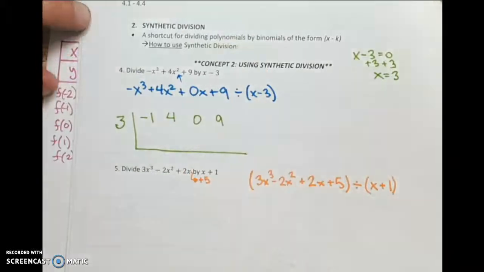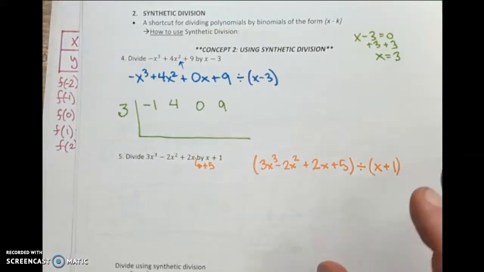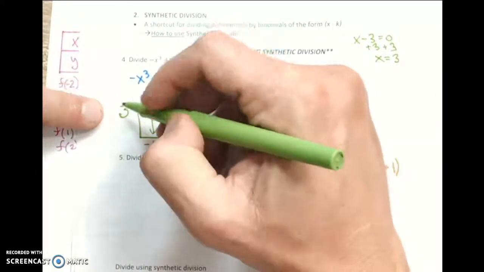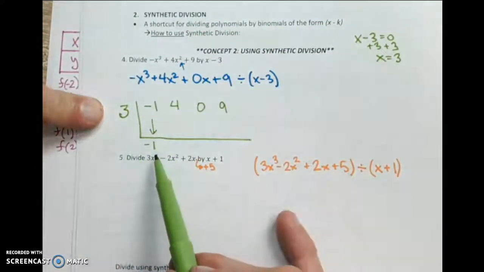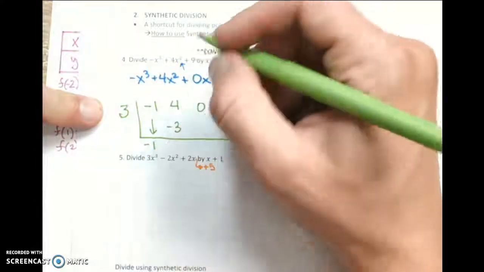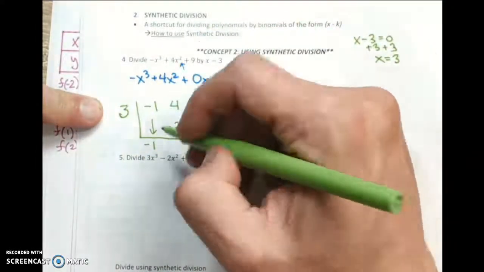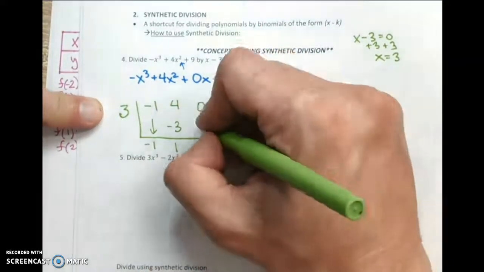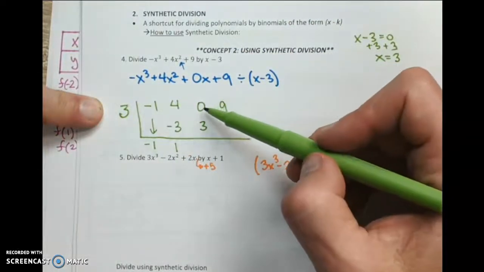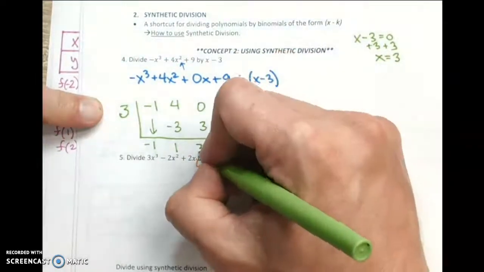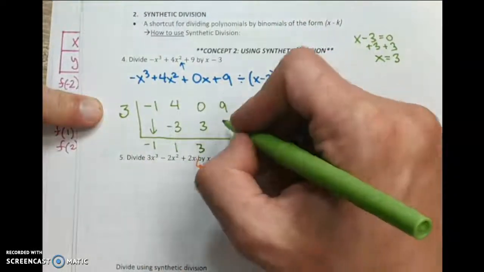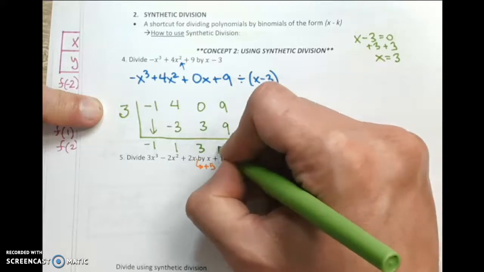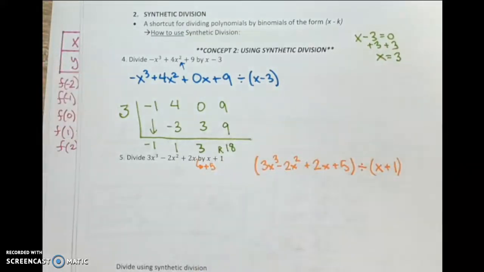So, what you're going to do when you divide using synthetic division is you bring down that first term, -1. You multiply 3 times -1 to give you -3. You combine 4 minus 3, and that's 1. You multiply 3 times 1 to give you 3. You combine, add 0 plus 3, which is 3. Then you multiply 3 times 3, which is 9. Then you combine 9 and 9, and that's 18, and that last one's a remainder.